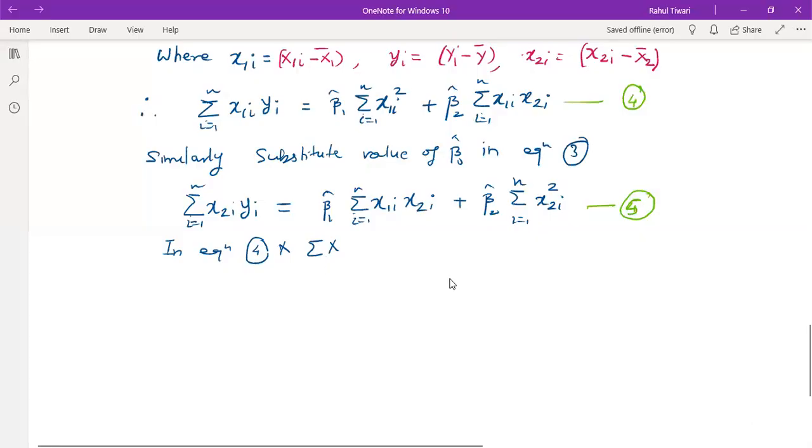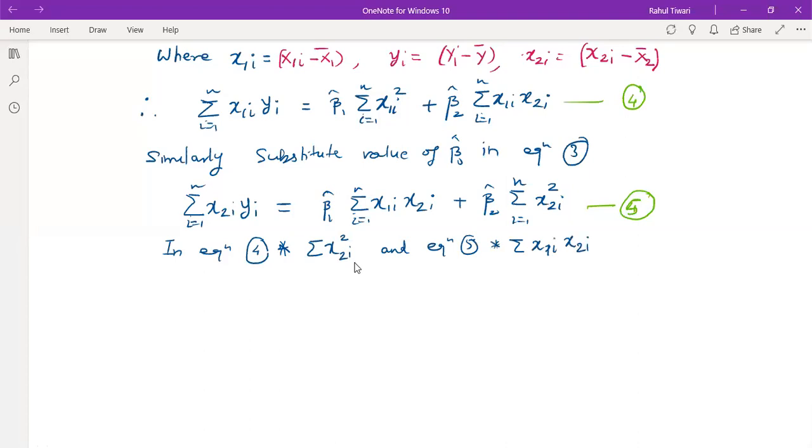Summation x, no, it's not capital X, it's going to be small x2I square, and equation number 5 multiplied by summation x1I x2I. Let's see whether it works or not.